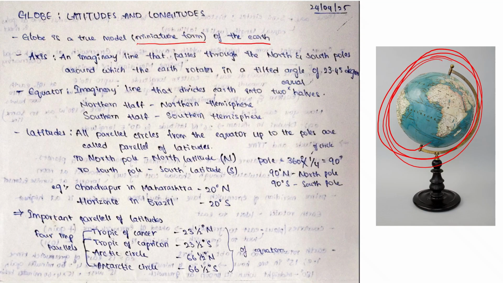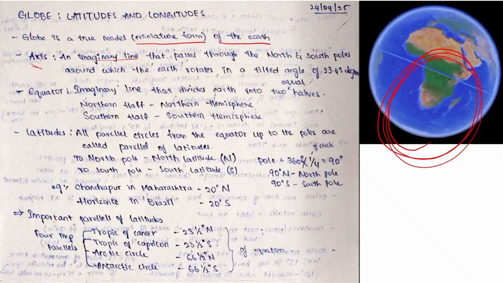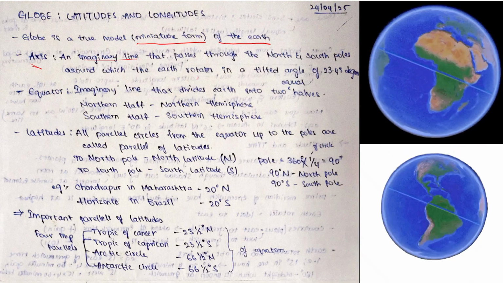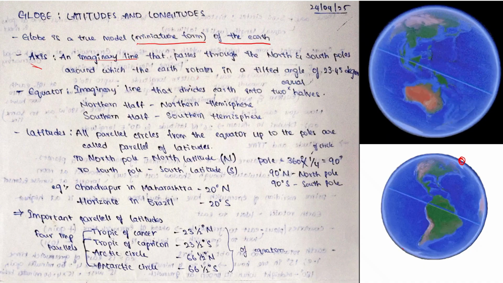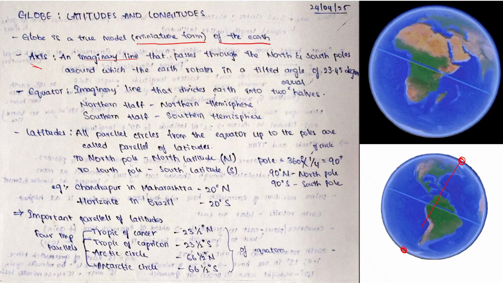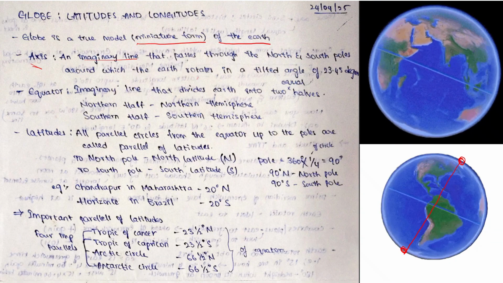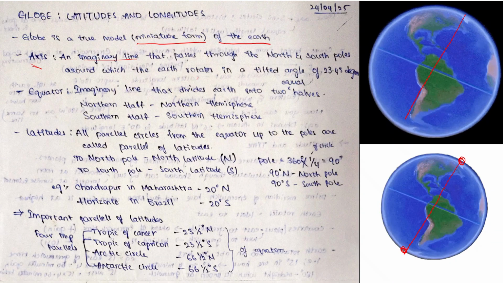Next, let's see what is an axis. Axis is an imaginary line that passes through the north and south poles, around which the earth rotates in a tilted angle of 23.5 degrees. So here we can see the earth is rotating. In this picture, this is north pole and this is south pole. So axis is an imaginary line that passes through the north and south poles, around which the earth rotates in a tilted angle of 23.5 degrees. So this is an axis.